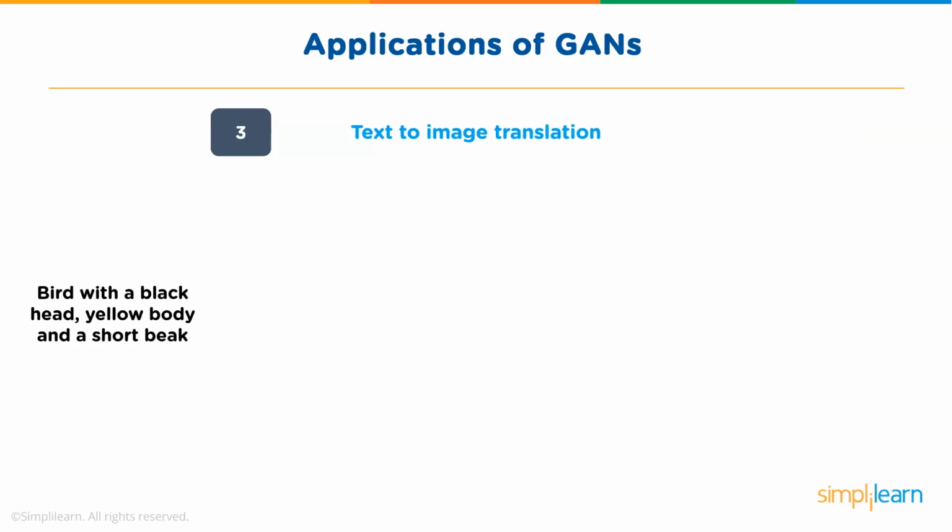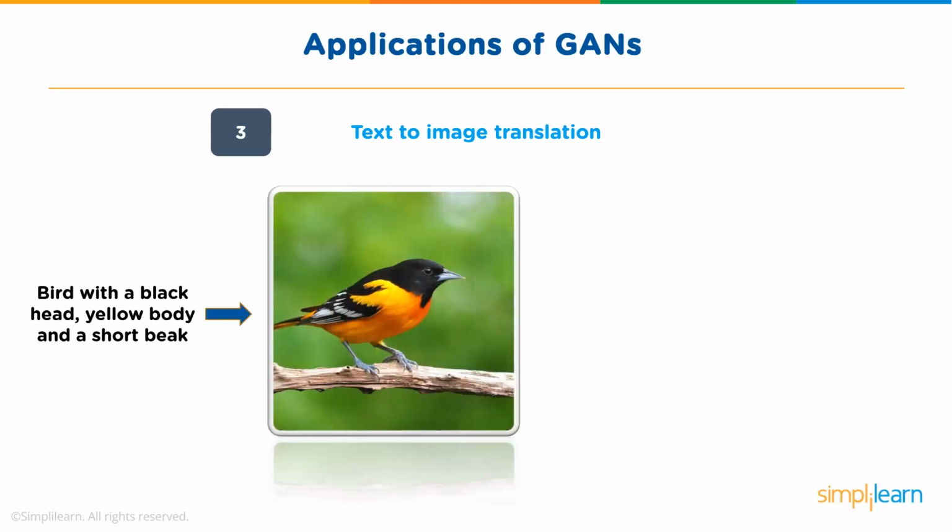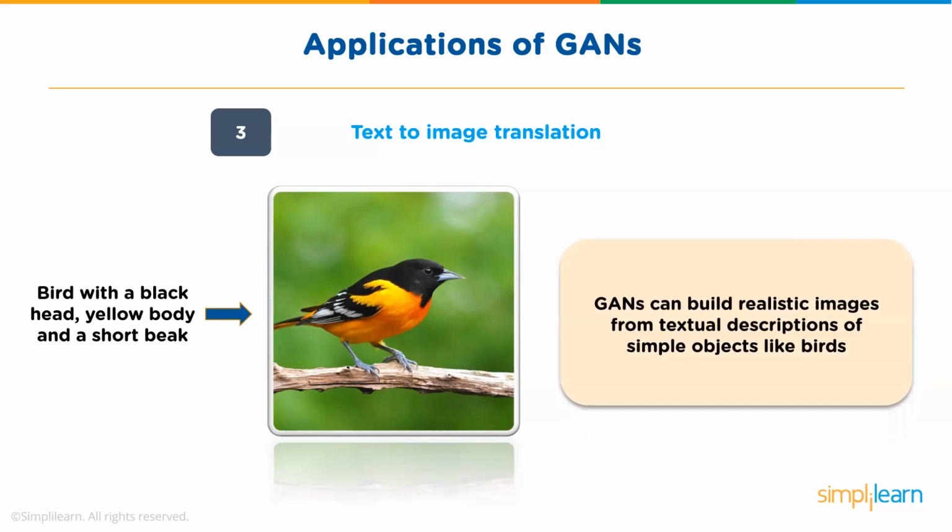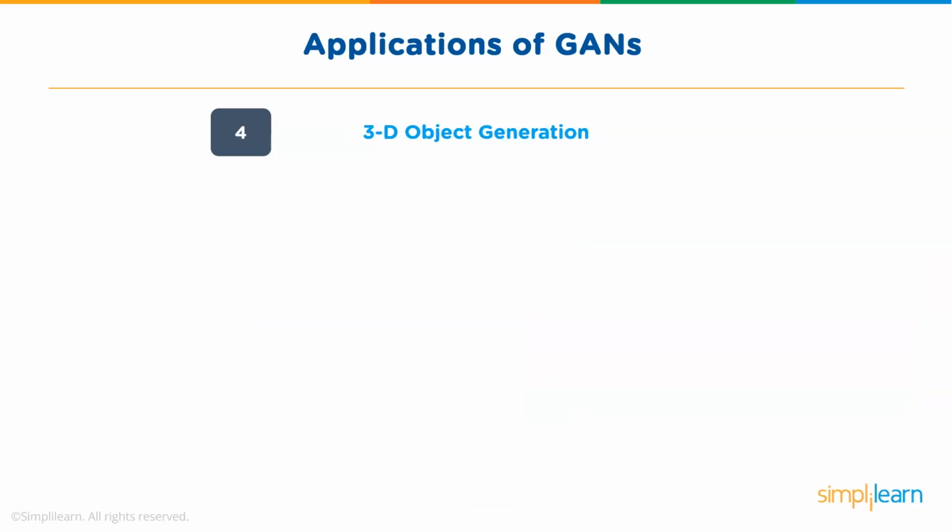Third application we have is GANs can be used to build realistic images from textual descriptions of objects like birds, humans, and other animals. We input a sentence and generate multiple images fitting the description. Here is an example of a text-to-image translation using GANs for a bird with a black head, yellow body, and a short beak. The final application we have is creating 3D objects.